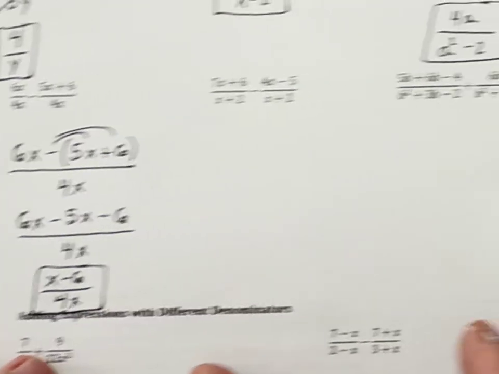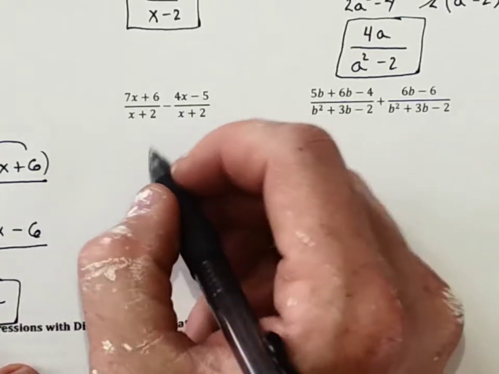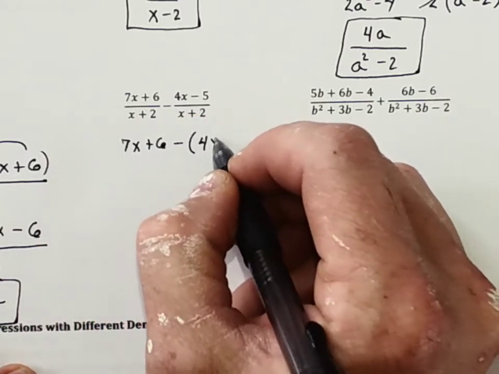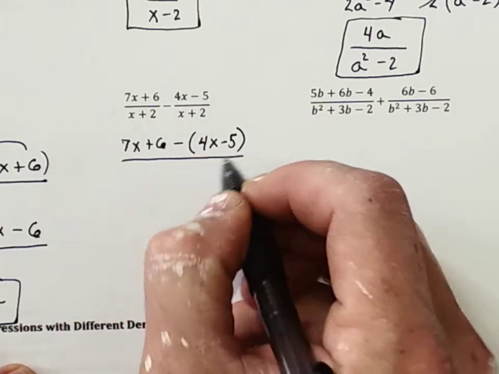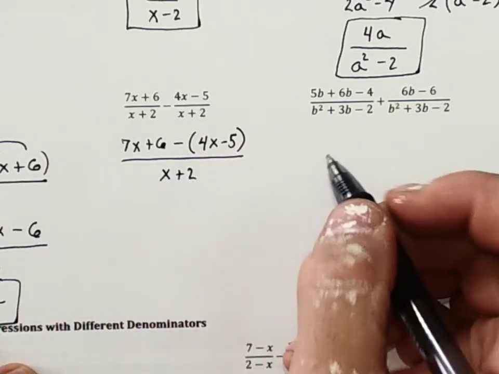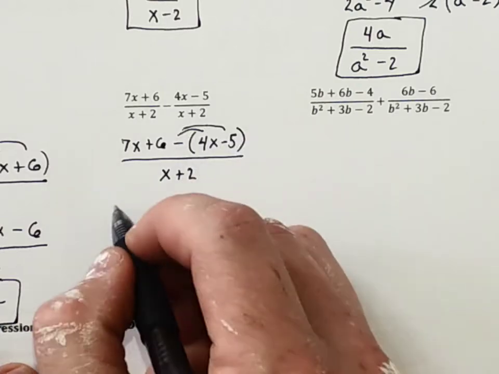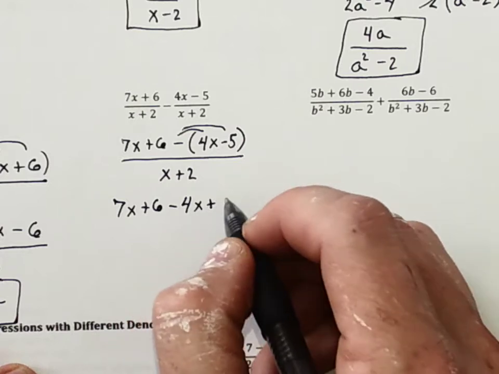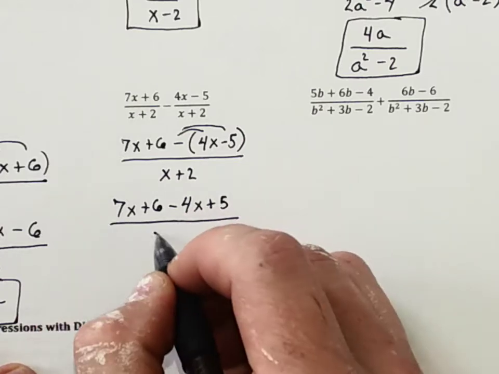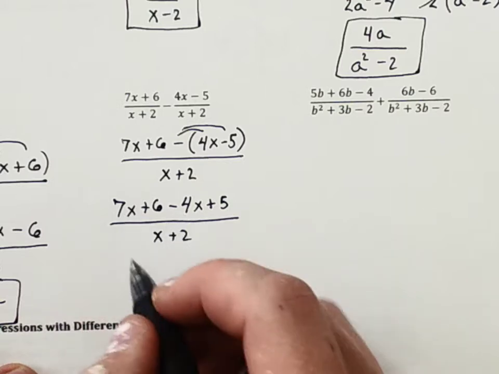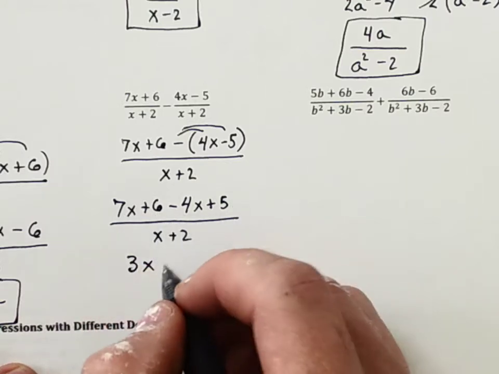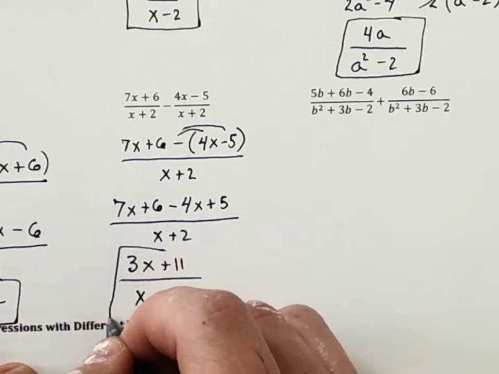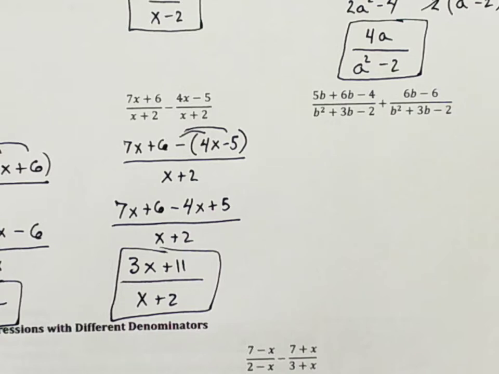That's your answer. We still have a common denominator, so it is 7x plus 6 minus all of 4x minus 5 divided by x plus 2. Distribute the negative sign, and you have 7x plus 6 minus 4x plus 5 all over x plus 2. 7x minus 4x is 3x. 6 plus 5 is 11. Nothing is in common in all of them, so that's your answer.